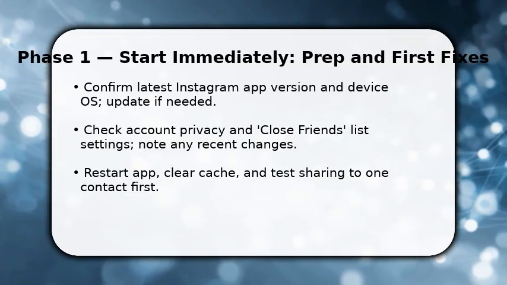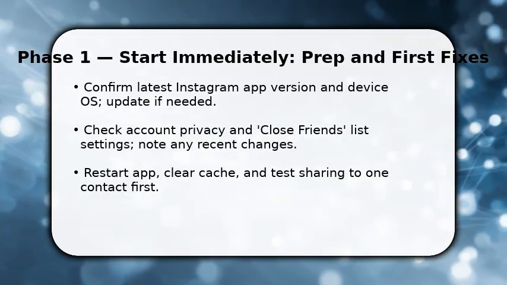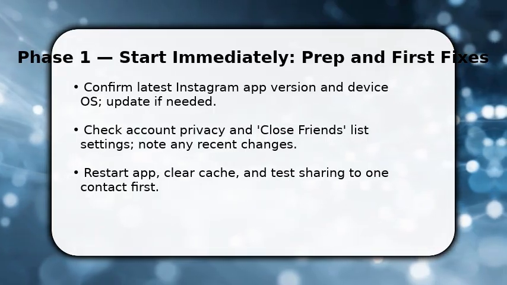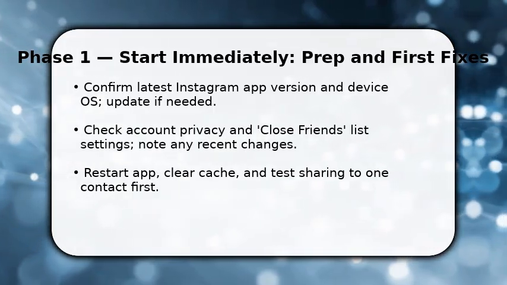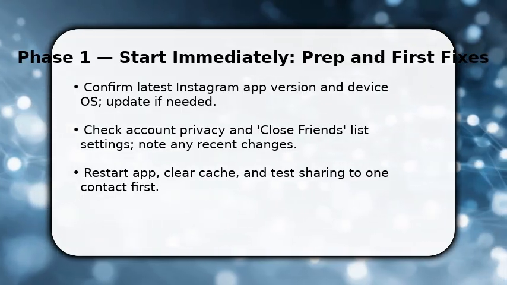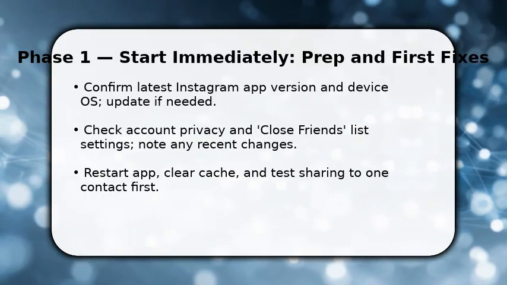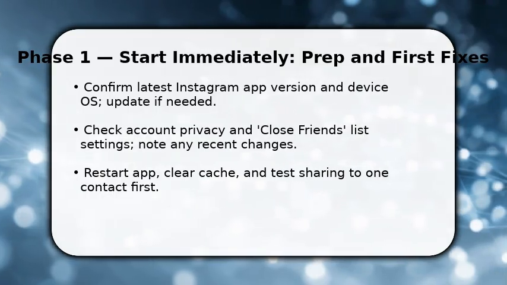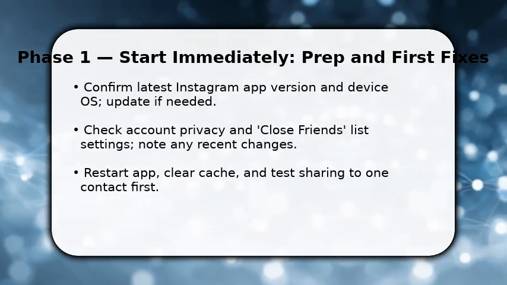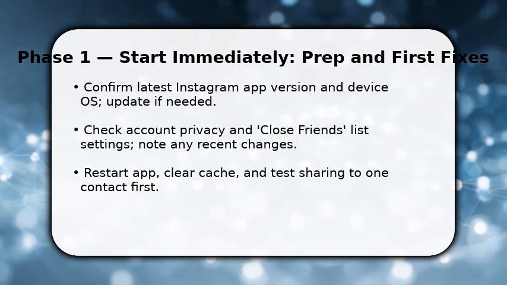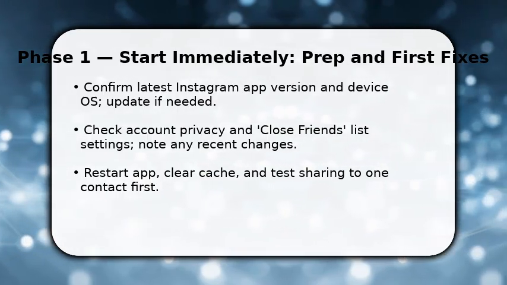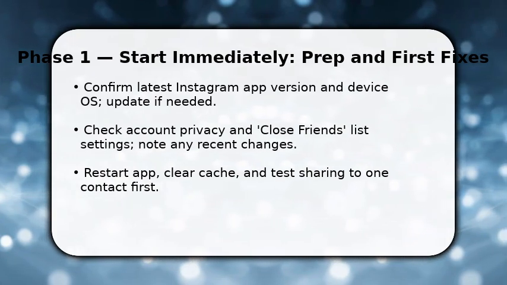You need to act now. Confirm the Instagram app and device OS are up to date, because mismatches often break share lists. Once updated, inspect your account privacy and the close friends configuration to ensure nothing was accidentally removed. Then restart the app and clear cache. This forces Instagram to refresh locally stored list data. After that, test sharing to a single contact to observe behavior. These steps rule out common local or version issues before moving to deeper fixes.